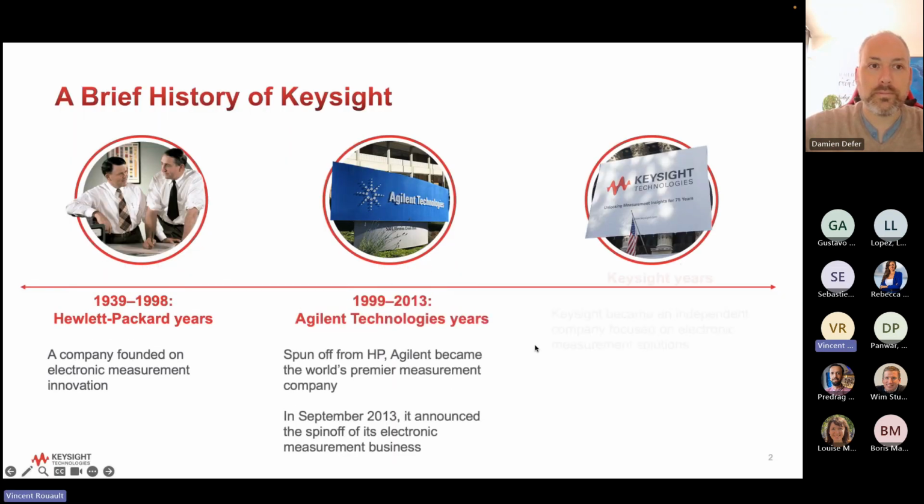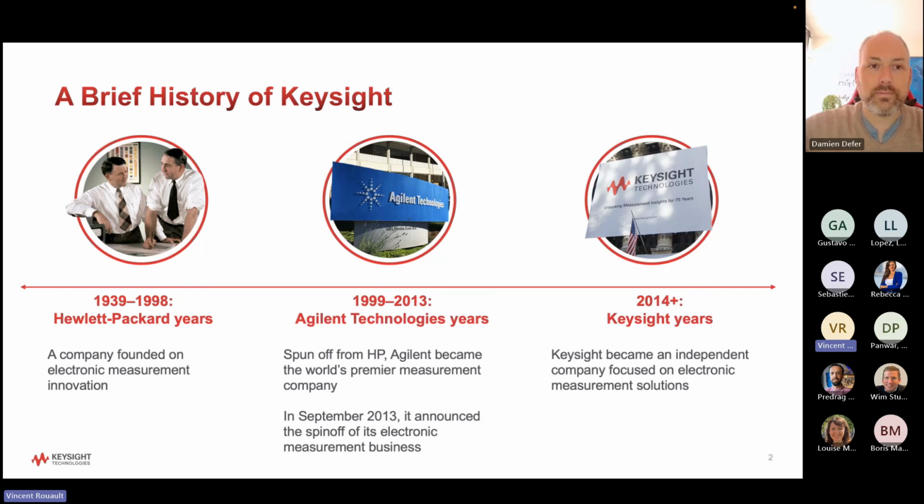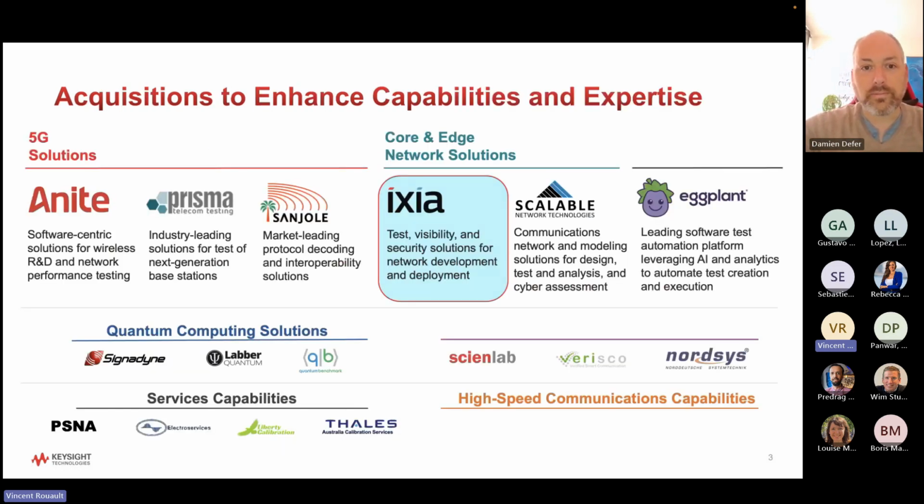So who is Keysight? In fact, Keysight is a name, but the activity is very old because it started in 1939. It was the initial activity of HP. In between, it went through Agilent, and we started the name Keysight roughly 10 years ago. And then Keysight expanded its portfolio with several acquisitions, and specifically the Ixia acquisition, which is the one we are part of, with Gustavo, focusing on test, visibility, and security as well.